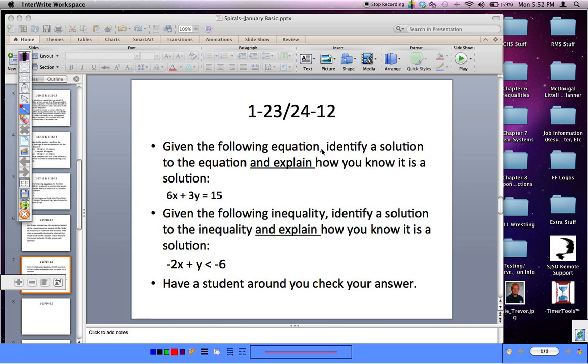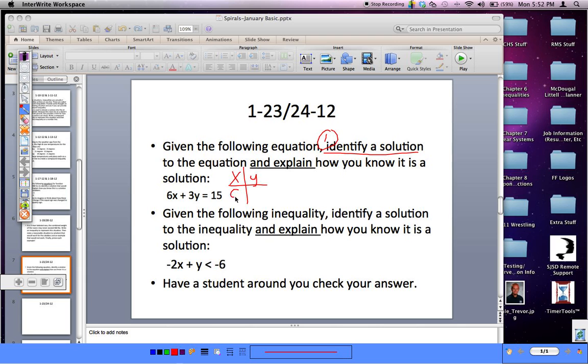It says, given the following equation, identify a solution. So here's one thing we need to do. Identify a solution. We are finding a solution to this equation, then afterwards we need to explain how we know it's a solution. Okay? So I need to find something that equals 15 with this given situation. Before, we have always used an XY table. Okay? You don't have to use an XY table because you're only finding one solution. An easy solution to this would be to let either one of these equal 0.